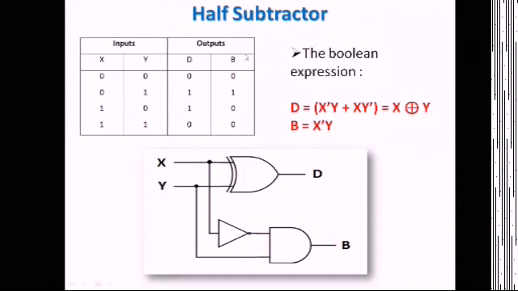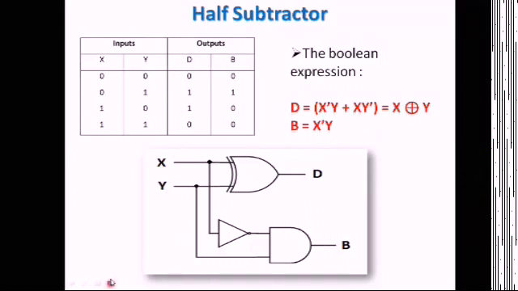Now see, this whole one is the logic circuit of half subtractor. Please remember, in case of half subtractor, there will be one XOR gate and one inverter followed by an AND gate. This is the structure of half subtractor. I hope this is clear to all of you. Now, let us move to the next slide.